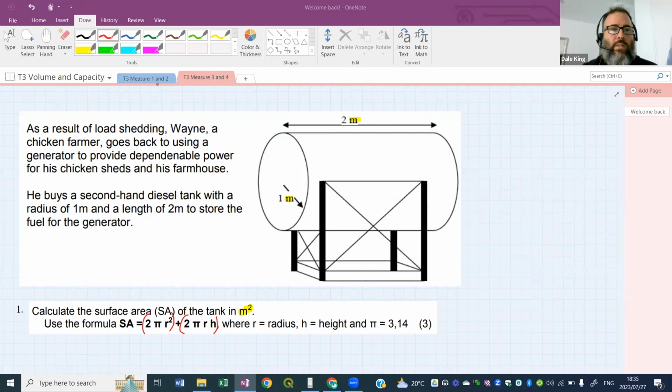Yeah, make sure you read the scenario. So all this stuff here about chickens and farmers, not really useful to us. It was just these dimensions here, and they're on the diagram, so we're good to go. Awesome. So guys, I've finished already.